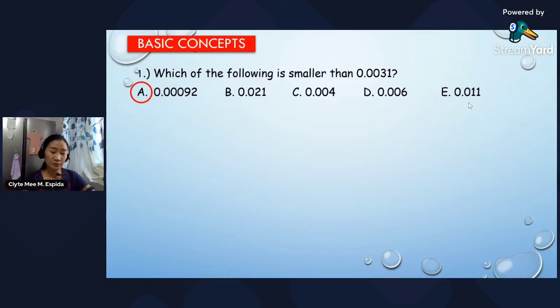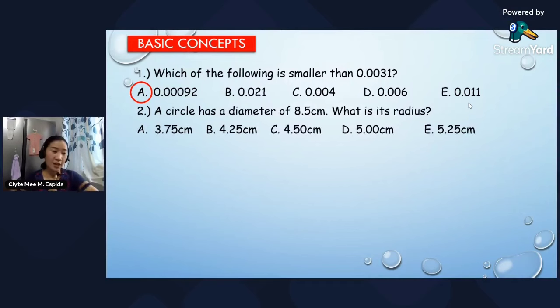Let's have number 2. A circle has a diameter of 8.5 centimeter. The question is, what is its radius? Again, a circle has a diameter of 8.5 centimeter. What is its radius? Okay, so comment number 2 and then your answer. Be waiting for your answer.